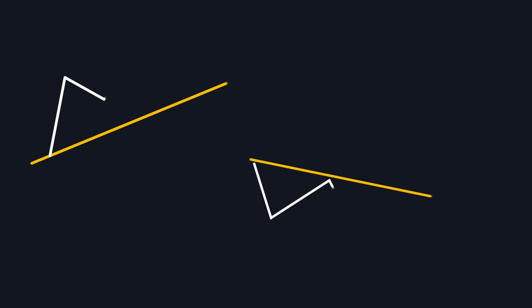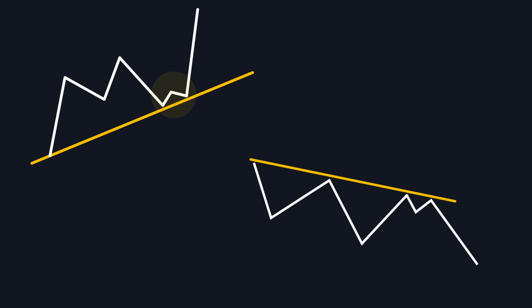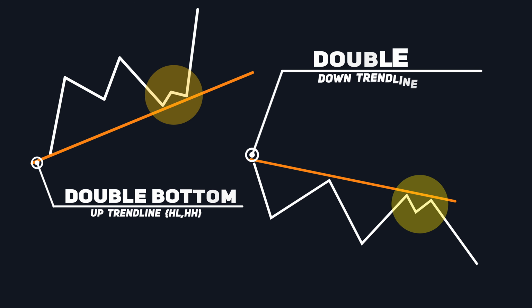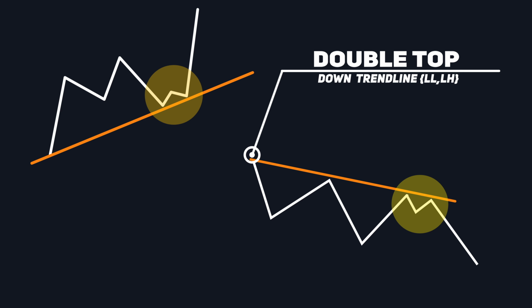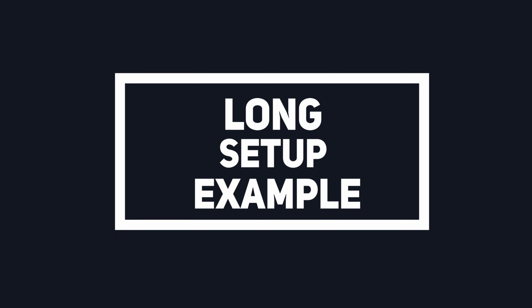Next, you should look for potential setups, such as the double bottom or double top pattern, that occur close to this trend line. When this pattern shows up, you can confidently trade in the direction of the trend. For instance, if you have an upward trend line, search for double bottoms near that trend line. Conversely, if you have a downward trend line, seek double top patterns near it. Let's examine a long setup with an example.